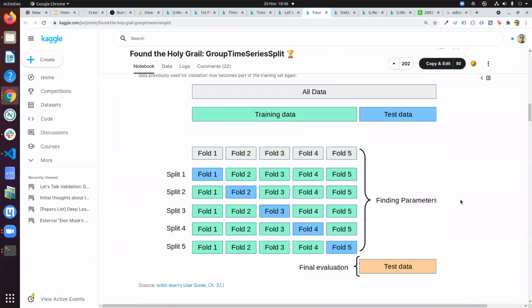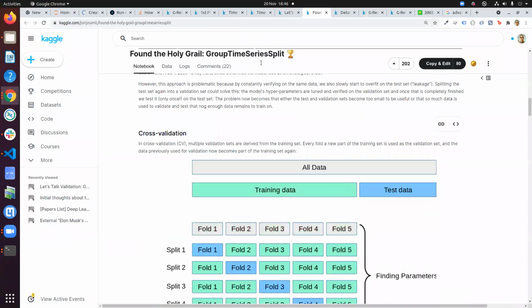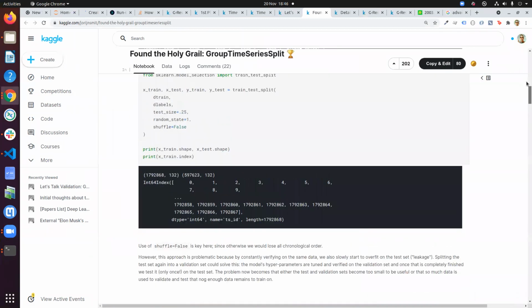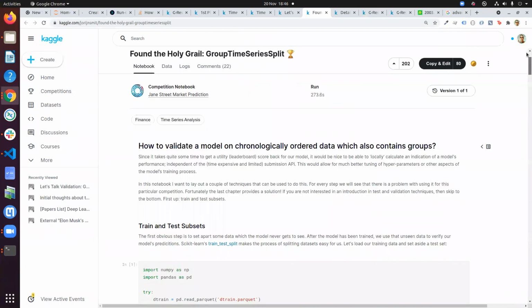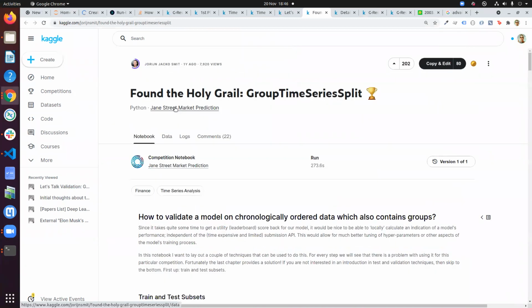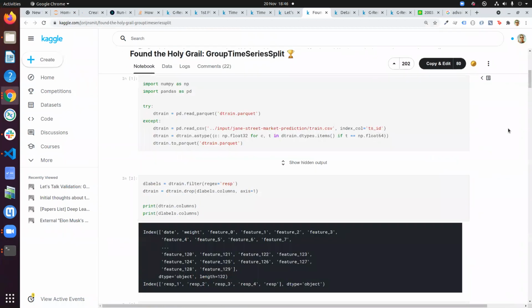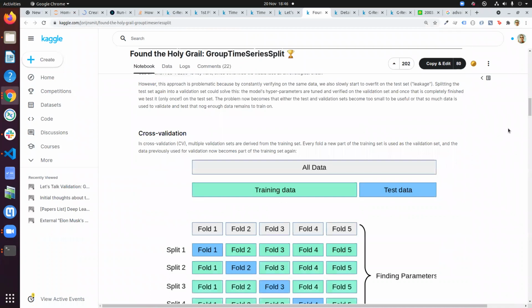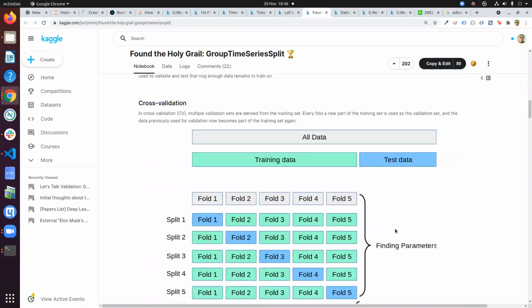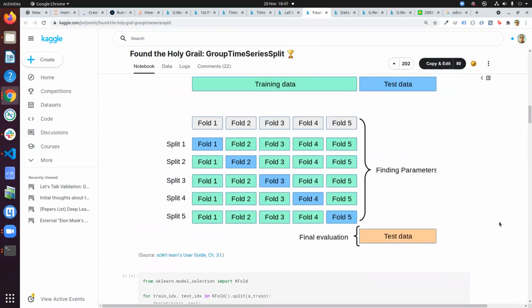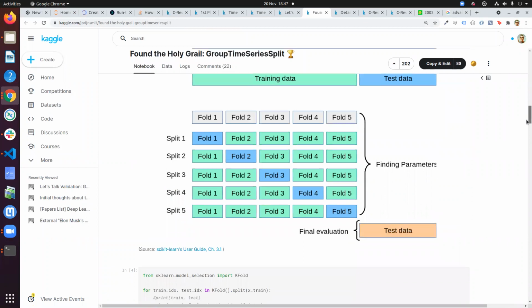Was this the notebook you were talking about, Jack? Find the Holy Grail time series. This has come from Jane Street, I think. So yeah, the notebook I shared was based on this one, so kind of similar. Yeah, I read this, and I think it's got really good ideas about how to split up the folds, and it goes through in steps about how to do it.